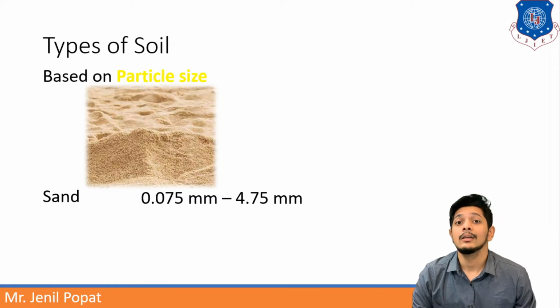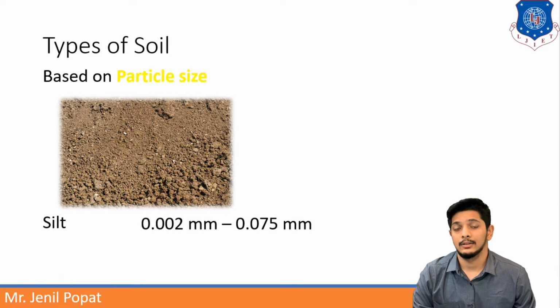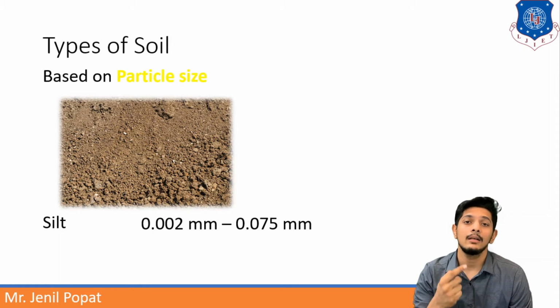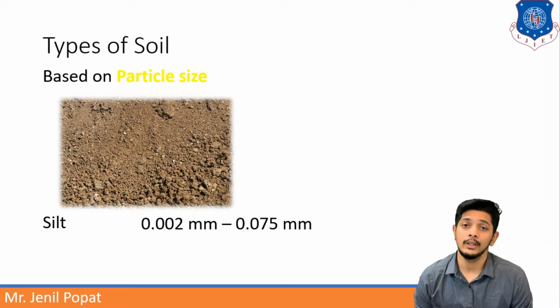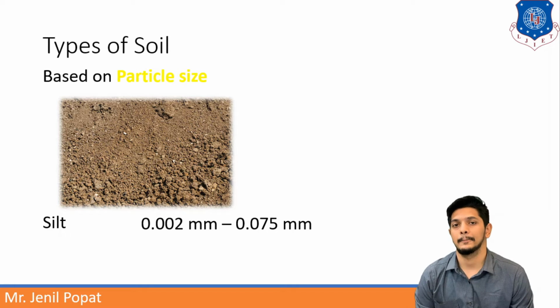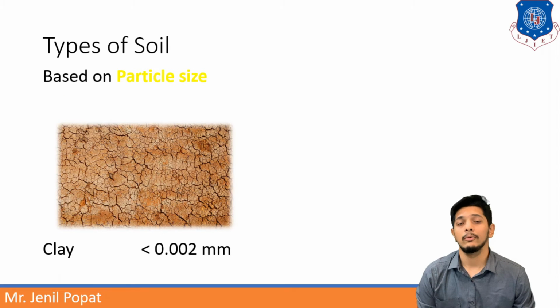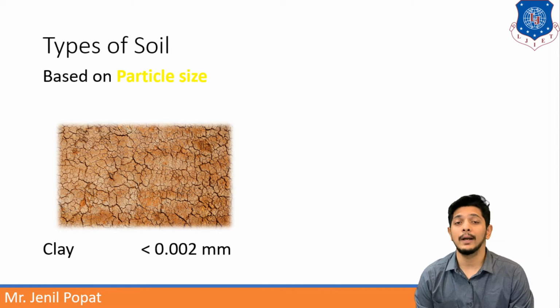You know the sand usage in different construction areas. Silt. Silt has a particle size between sand and clay. If the particle size is between 0.02 mm and 0.075 mm, the soil type is known as silt. You can see the picture of silt. Moving forward to clay. If the particle size is less than 0.002 mm, the soil type is clay.